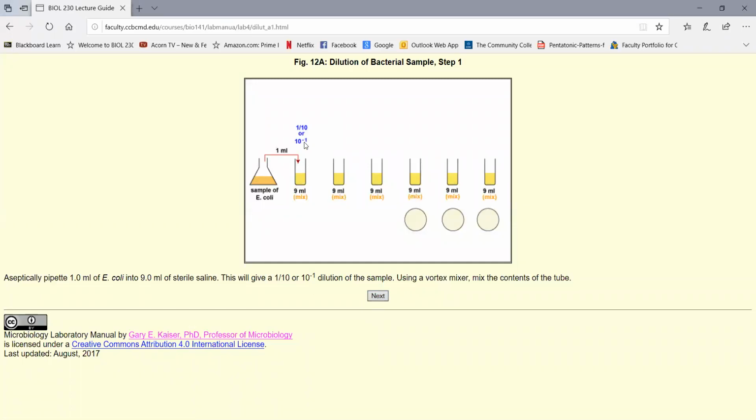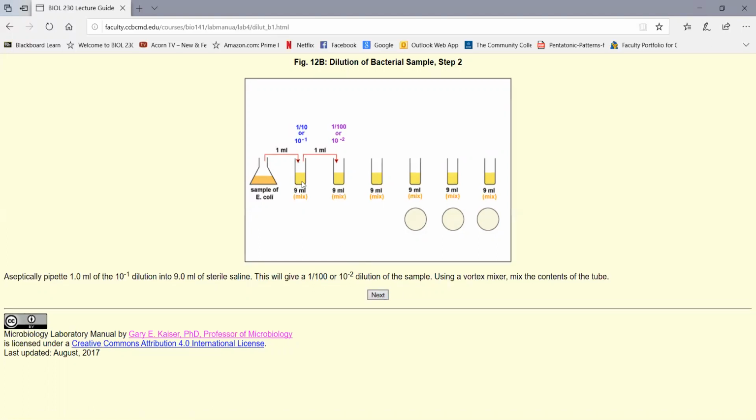And of course, 1 to 10 can also be written as 10 to the minus 1, the same number in scientific notation. Now, once we add the bacteria, we mix this thoroughly on the vortex mixer so the bacteria get evenly distributed. Now, if we take 1 milliliter out of the 1 to 10 dilution tube and put it into 9 ml of sterile saline, 1 ml in 9 ml is 1 to 10, but it's 1 to 10 of 1 to 10. And 1/10 of 1/10 is 1/100th or 10 to the minus 2. So a milliliter in this tube now has 1/100th the number of bacteria in the original milliliter.